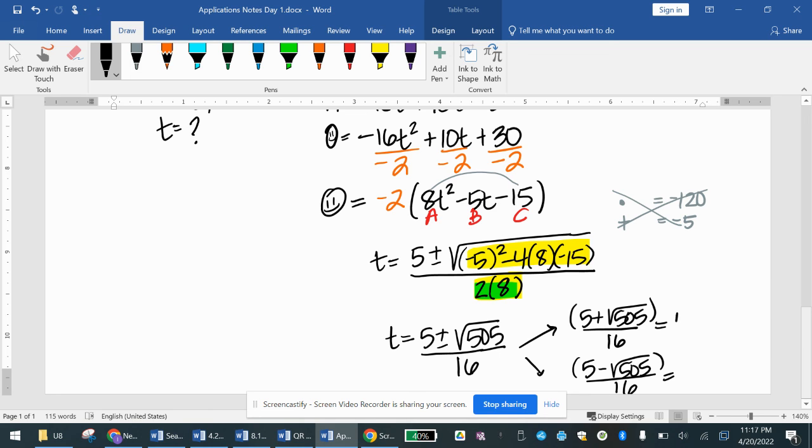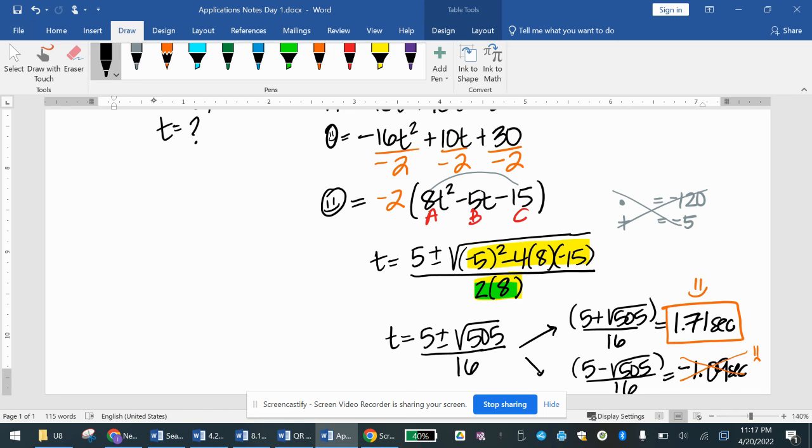So I got two answers, 1.71 seconds and negative 1.09 seconds. Pero tiempo no puede ser negativo, right? Time can't be negative. So this is called an extraneous solution. Esta respuesta se llama como like una respuesta extra. Mathematically, hay dos respuestas, pero con sentido común, tiempo no puede ser negativo. So esta es la única respuesta, no esta.